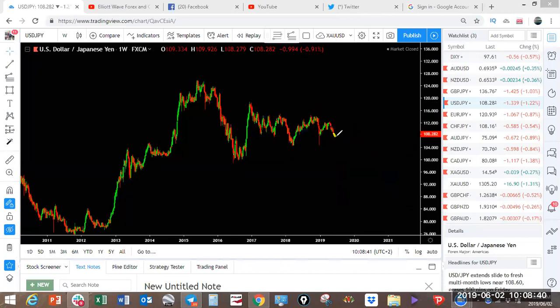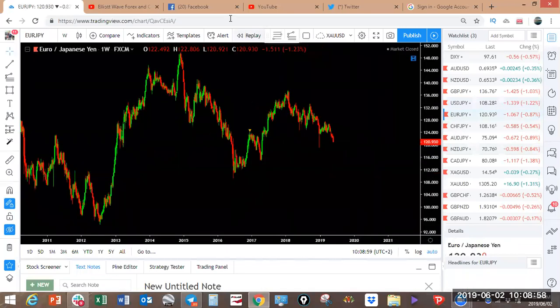Now, this is where you are. You're looking for this one to come down here, possibly even here. It does not have to retest. You can simply make a three-wave move like that. Okay, so that's what you're expecting. You're on the downside here. Keep selling US dollar JPY.